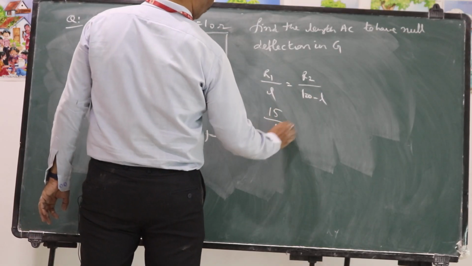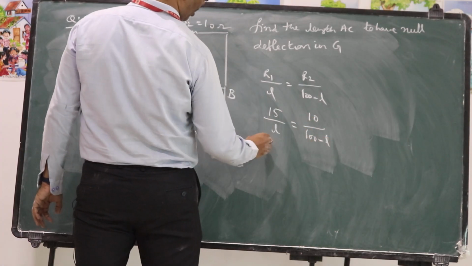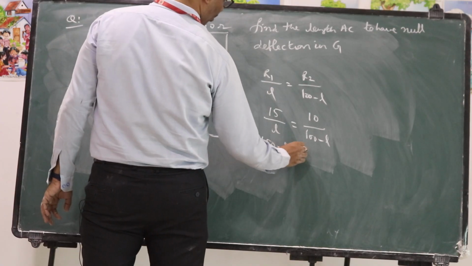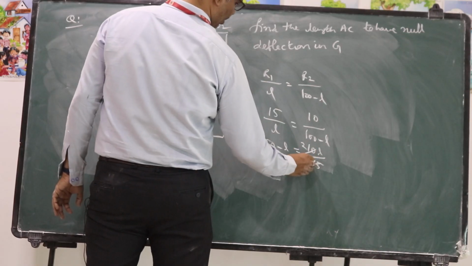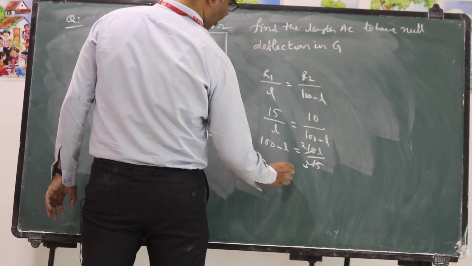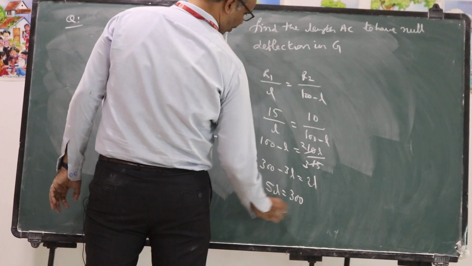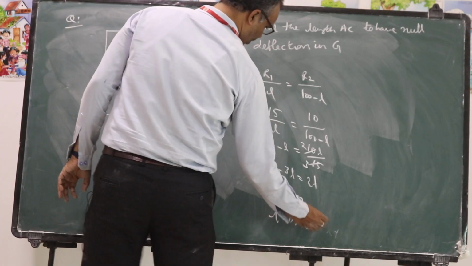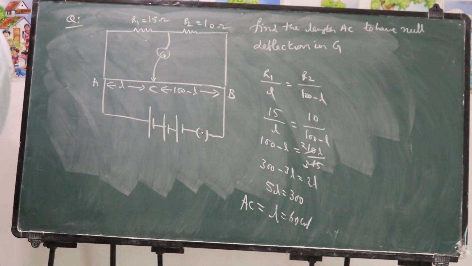R1 is 15, so 15 by L is equal to 10 by 100 minus L. On cross multiplication, 100 minus L is equal to 10L by 15, so 2 by 3. So 300 minus 3L is equal to 2L. 5L is equal to 300. L is equal to 60 centimeters. L is nothing but the required AC value. So very simple. You can solve the problem by using the condition for a balanced Wheatstone bridge, and you will get the required solution. Thank you.